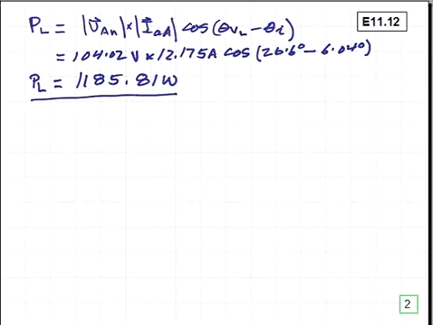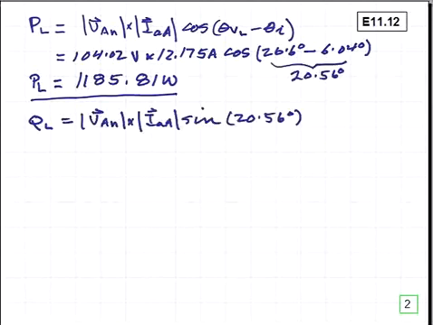Similarly, we can calculate the quadrature or reactive power associated with the load. Q sub L will equal the magnitude of the voltage times the magnitude of the current times the sine of the phase angle difference, which is 20.56 degrees. And Q sub L at the load end is equal to 444.68 VARs.